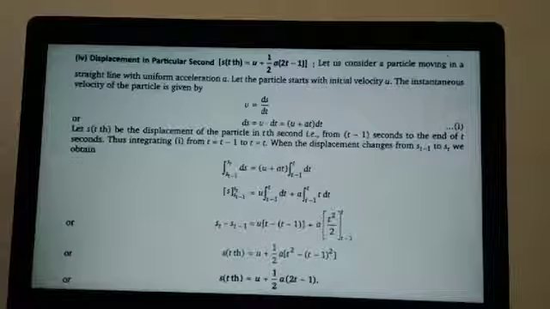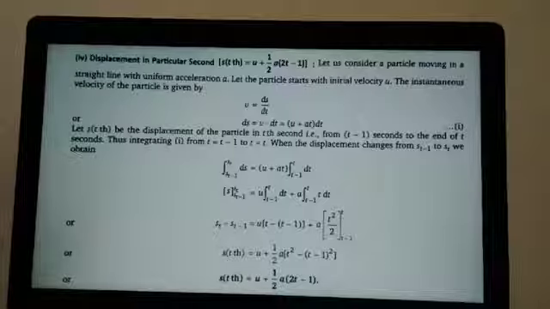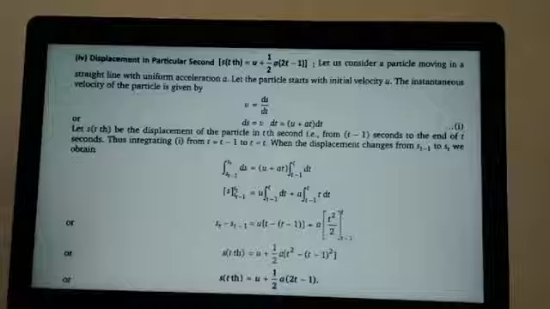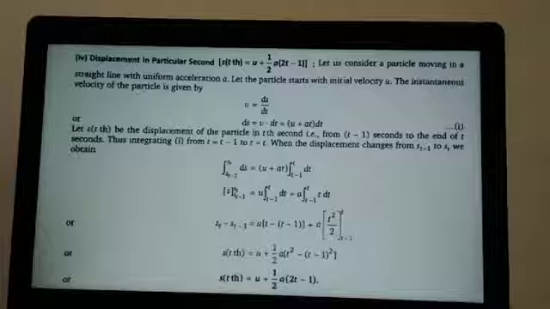Okay, so let us consider a particle moving in a straight line with uniform acceleration a. Therefore, v is equal to ds by dt. We know that equation. And ds is equal to v dt, but v is equal to u plus at. For displacement in the tth second, you have to integrate from t minus 1 second to the tth second.